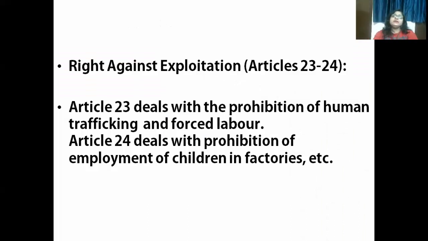In this slide, we will study the right against exploitation and what Article 23 explains. It is totally prohibited to sell and purchase human beings. We cannot compel any person to work for us as labor. Article 24 deals with the prohibition of the employment of children in factories. It is totally illegal to appoint children under the age of 14 years in factories. Now let's come to the next slide.